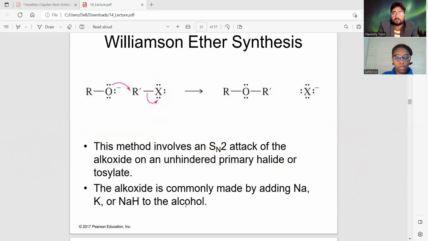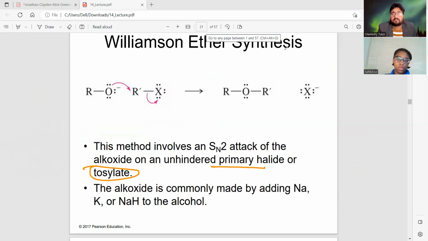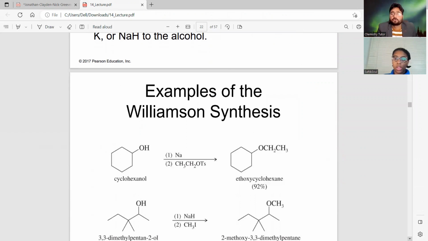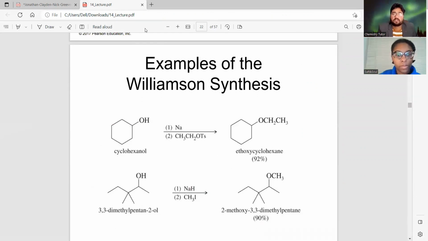So let me move forward now quickly. We discussed all the important points. We can use tosylate as well as primary alkyl halide in the second step. Tosylate is a very good leaving group. It's OTs, that's what it looks like. OTs, paratoluene sulfonyl chloride.